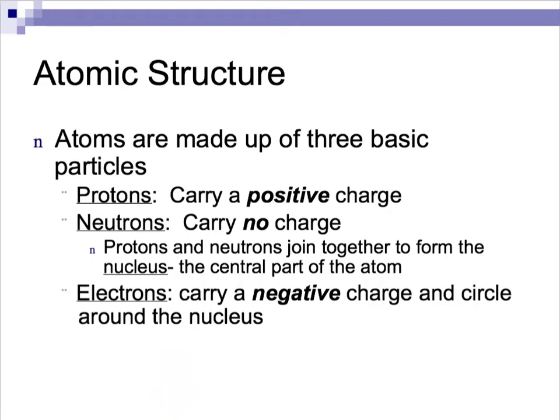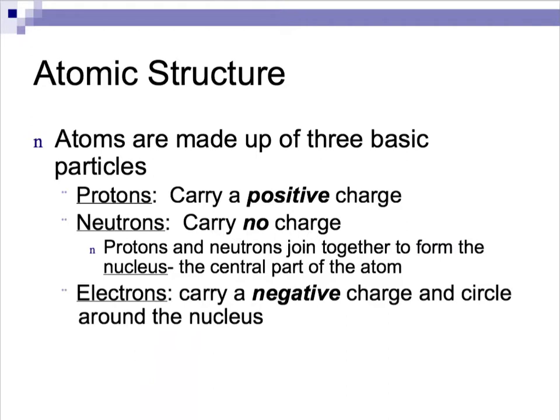So atoms are actually made up of 3 smaller particles that we can separate not through chemical or physical means, but through nuclear separation. And so you probably heard of them before. Protons carry a positive charge, so those P's go together. Neutrons carry no charge, so the way to remember that is that they are neutral.